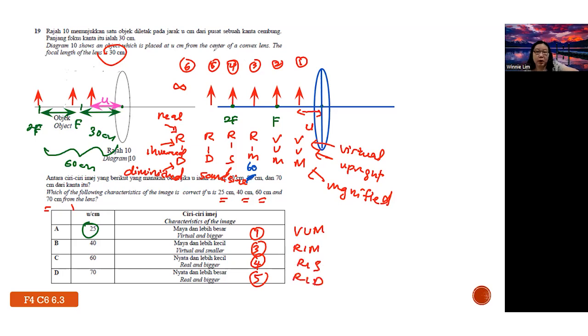So then you counter check. Is the idea correct or not? Virtual, bigger. Okay, correct. Virtual, no. Smaller, also no. Real, correct, but bigger, wrong. Okay, then real, correct, but then bigger, also wrong. So the answer is A. Yeah, it seems kind of hard, but if you understand the rules, then it will be easy.